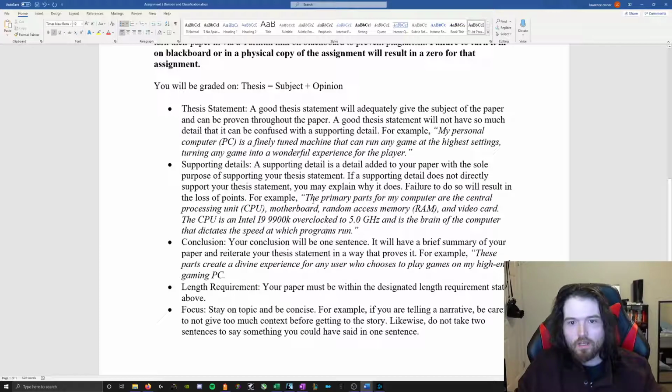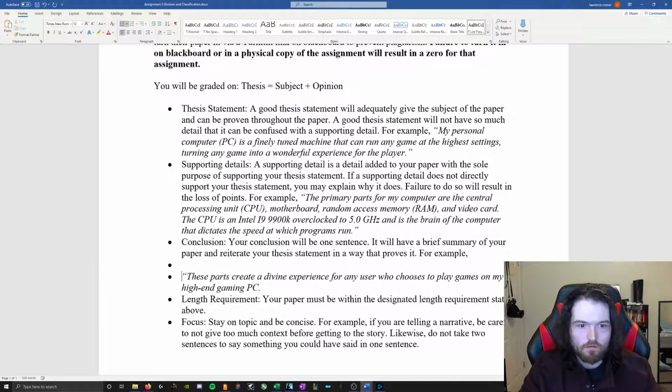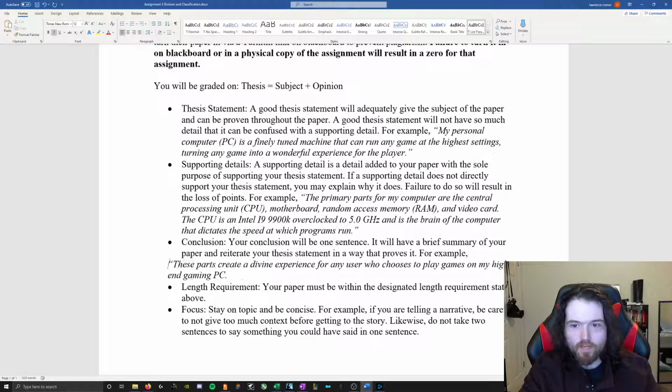Additionally, when you make your thesis and you make your conclusion and they're only one sentence, don't leave them hanging like this below the last paragraph. Back it up and actually make it a part of the last paragraph.